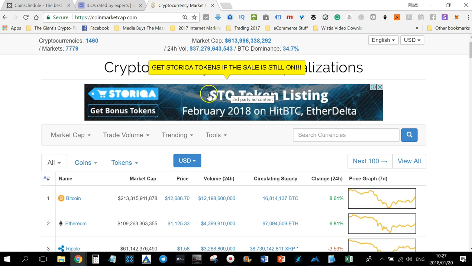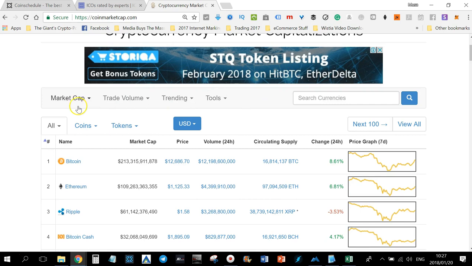I think it's good. And then we have the tabs: market cap, trade volume, trending, and tools. And then we have the search box where you can just search for any cryptocurrency within the CoinMarketCap website so that you can quickly find it.